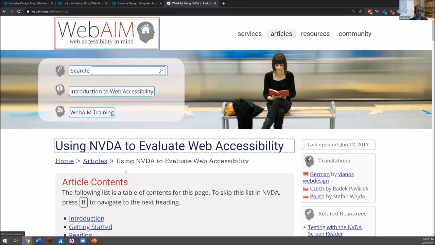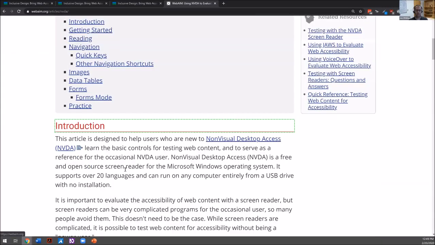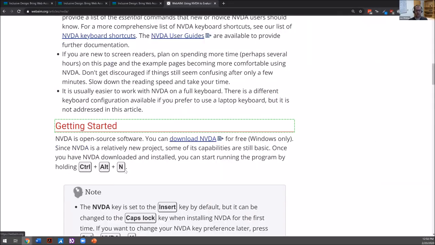I'm going to hit the H key again. Navigation landmark, article contents. Heading level 2. If I want to jump over the article contents into the page, I'm going to hit H again. Introduction. Heading level 2. I can also hit a key to go through these section headings, these second level headings. I'm going to hit the 2 key. Getting started. Heading level 2.